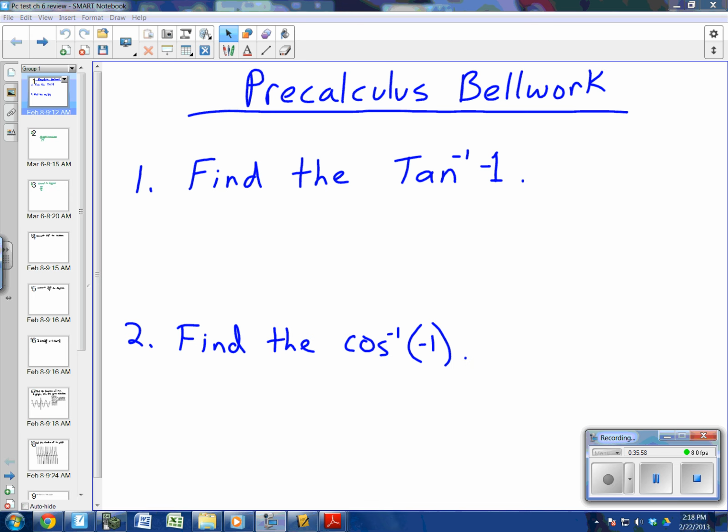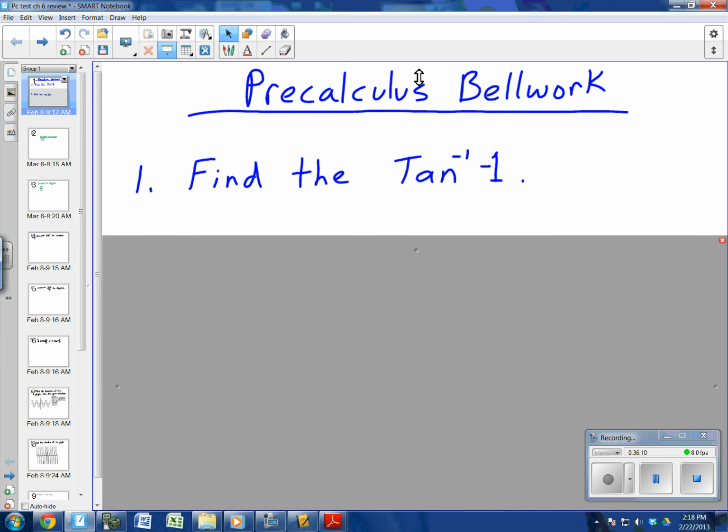Okay, here we go, you guys. This is the review. We're going to find the tangent inverse of -1. You guys, give me your answer in radians. You don't need your calculator for this. You need your unit circle. Radians. Yep, I want the answer in radians. Keep in mind it's an inverse. Keep in mind the range of an inverse.